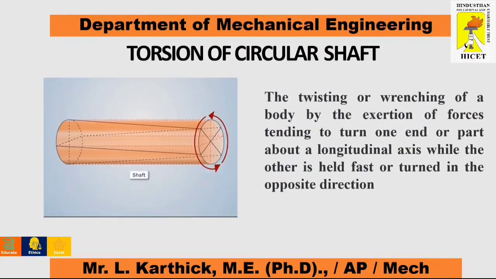The definition is a twisting or wrenching of a body by the exertion of force tending to turn one end or part about a longitudinal axis while the other is held fast or turned in the opposite direction. So we fix the shaft on one side and try to twist the other end. You may see a variety of applications of this in the automobile industry also.